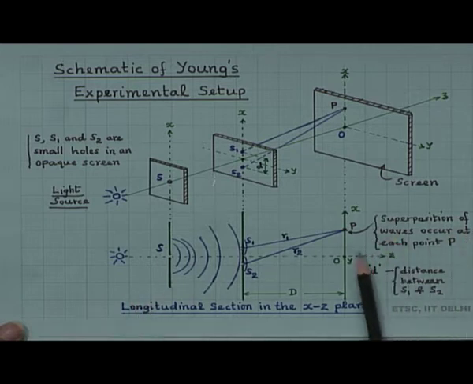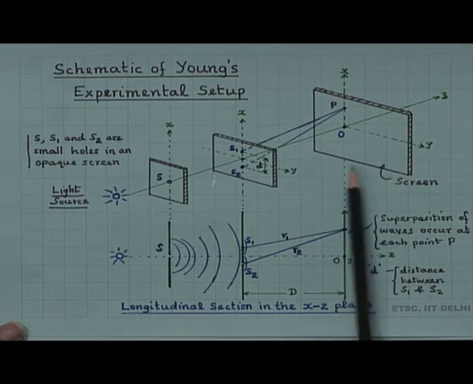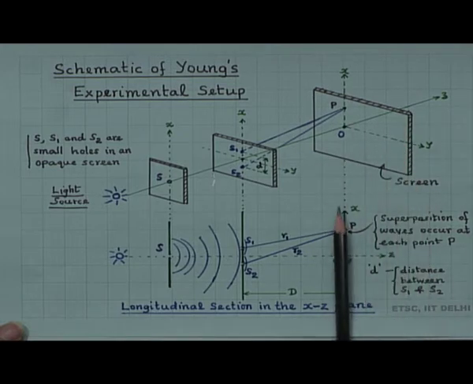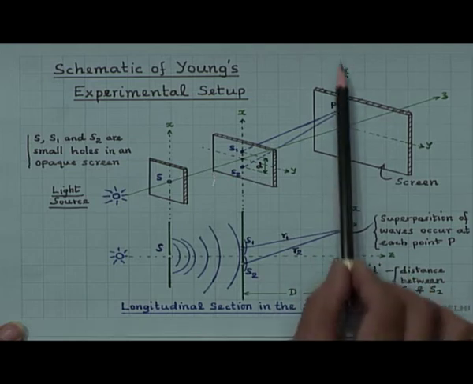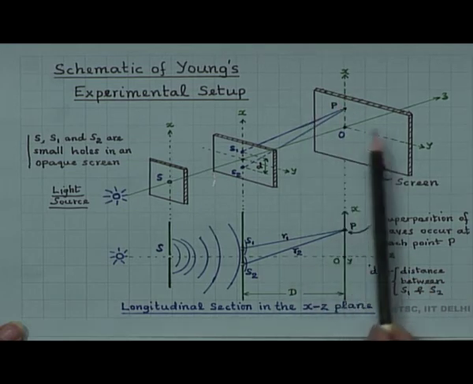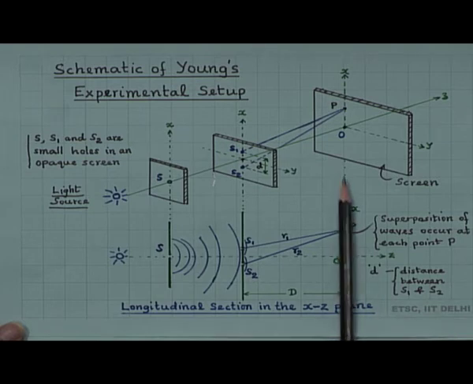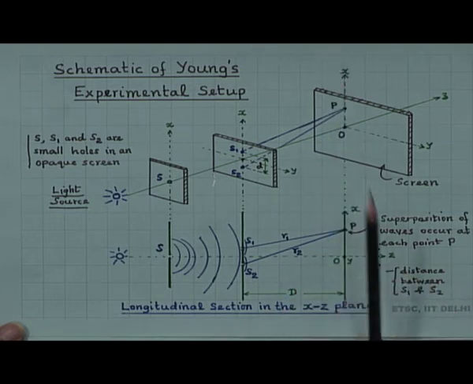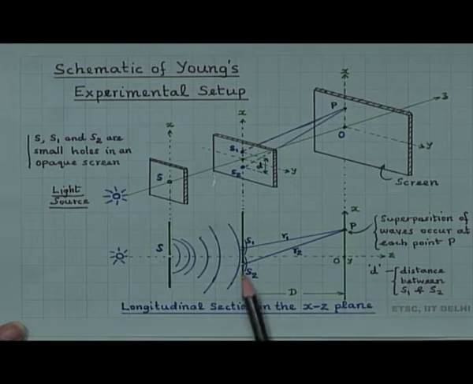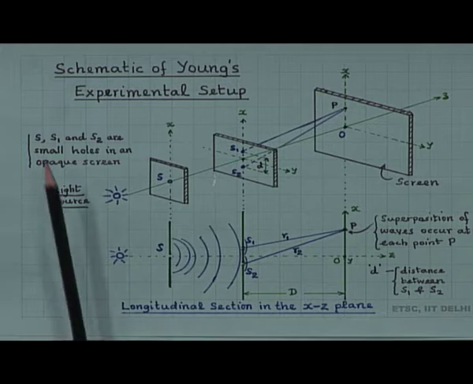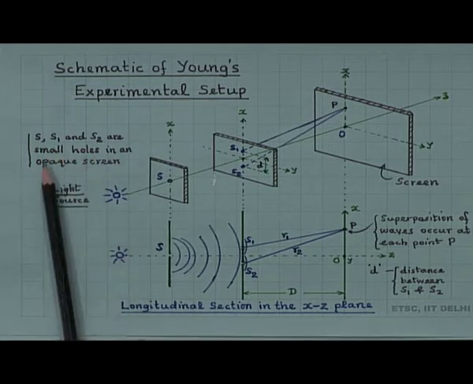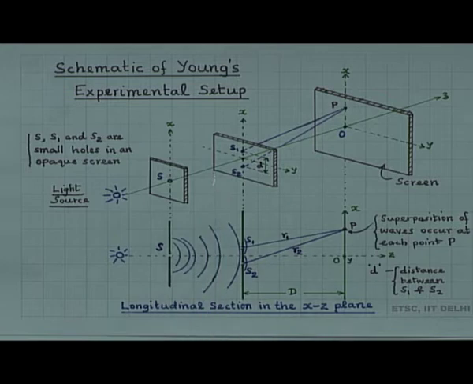Superposition of waves occurs at each point on the screen. First, we will consider the superposition of waves on the x axis, and then we will take a general, arbitrary point anywhere on the screen. So, first, a point P is an arbitrary point on the x axis. Superposition of waves occurs at each point P, and d is the distance between the sources S1 and S2. S1 and S2 are small holes in an opaque screen.